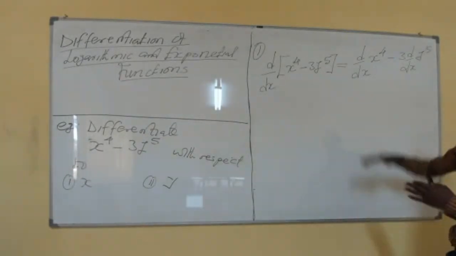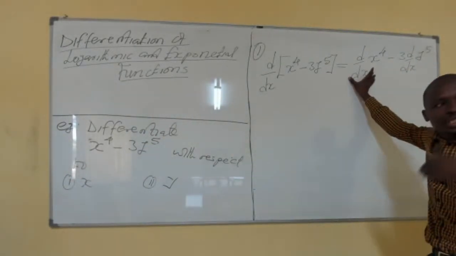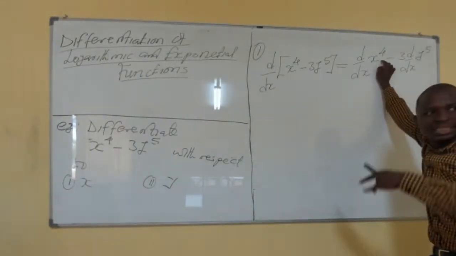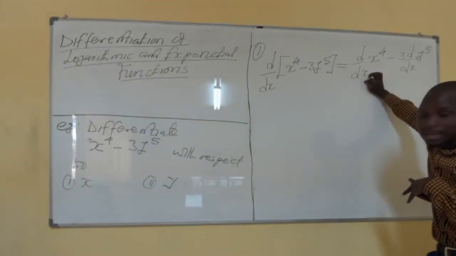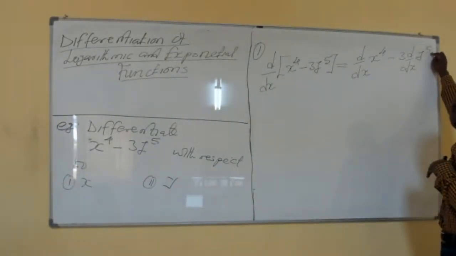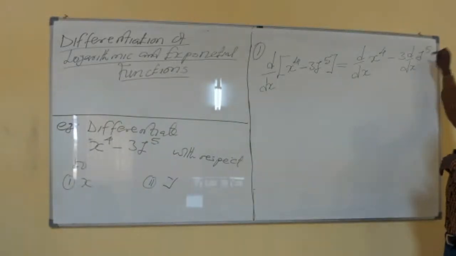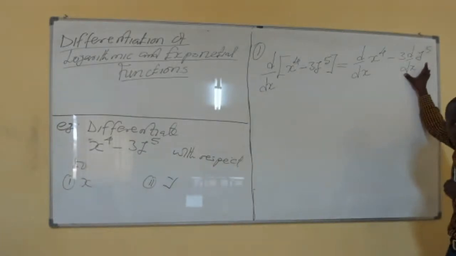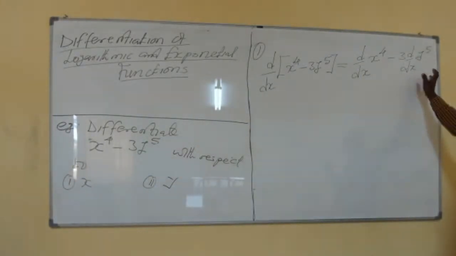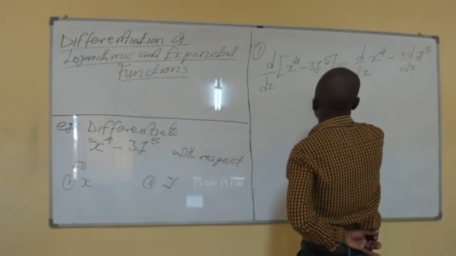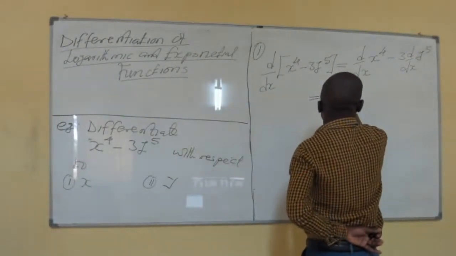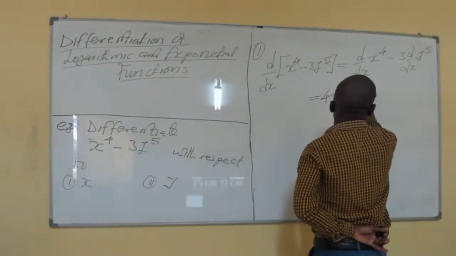So this part of the function, you just differentiate explicitly, because this x^4 is a function of x that you're differentiating with respect to x. But y to the power 5 is a y which is a function of x that we're differentiating with respect to x. So this part, we differentiate implicitly. Now this will give us 4x^3 minus 3.